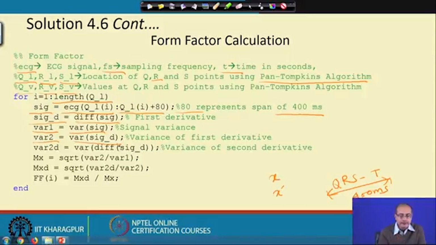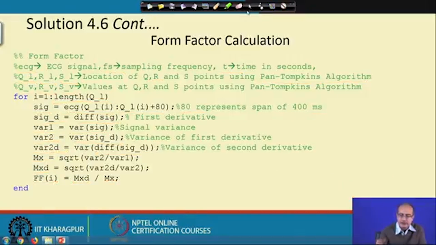Now, to form the form factor we need the double derivative. So, we are taking the derivative of the first derivative, and then we are computing the variance of that. Okay. Next, what we are doing? We are computing the mobility of the signal and mobility of the first derivative of the signal, and taking the ratio of the mobility of the first derivative of the signal and mobility of the signal to give the form factor of that particular cycle. Okay. So, that is the way, just using the formula we have computed the form factor for each of these cycles.